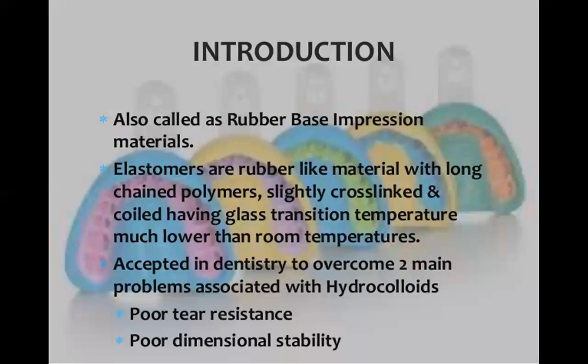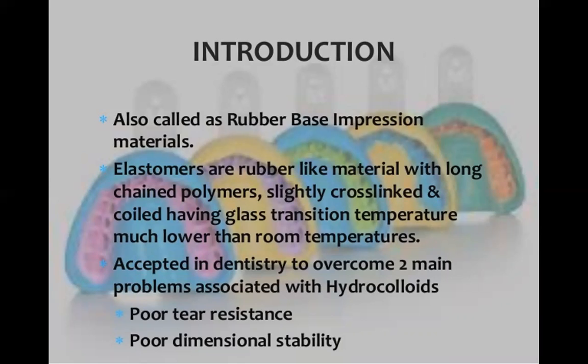Coming to the introduction of the elastomers, it is also called rubber-based impression material. It is a rubber-like material with long-chained polymer, slightly cross-linked and coiled, having a glass transition temperature much lower than room temperature. That means the glass transition temperature is below room temperature.